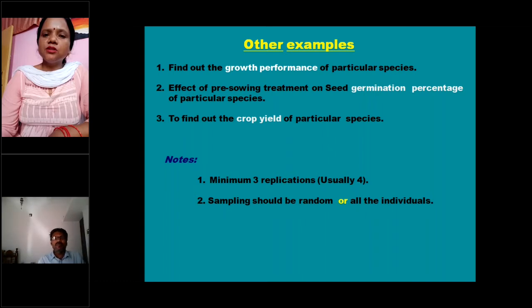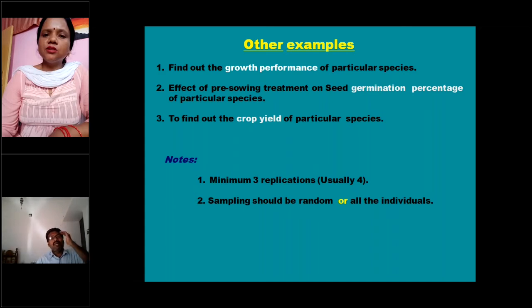The agricultural field people, botany people, or the forest department people, all those who are handling seeds, may be interested in finding the germination percentage of any important species. Or one can be interested to find out the crop yield in the agricultural field of a particular species, for example rice, or wheat, or banana, or whatever it may be.